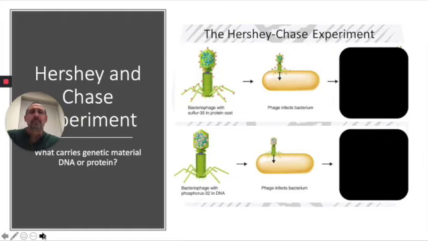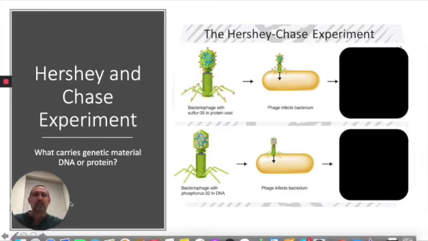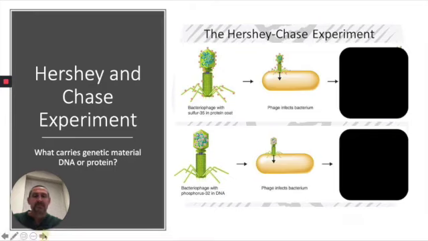Well, later, Hershey and Chase did an experiment. In their experiment, they wanted to test what carries the genetic material, DNA or protein. So they got a virus, and they coated the protein part of the virus with a radioactive isotope. And then they coated the DNA of the virus with a radioactive isotope. And they wanted to see what would happen.